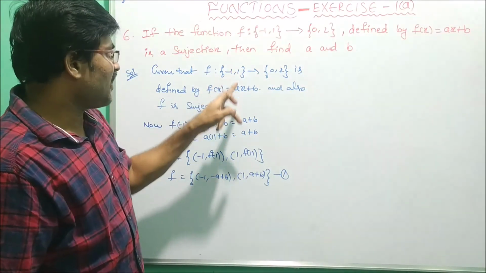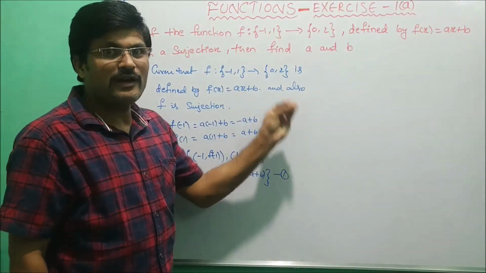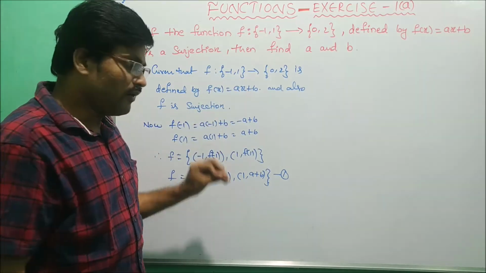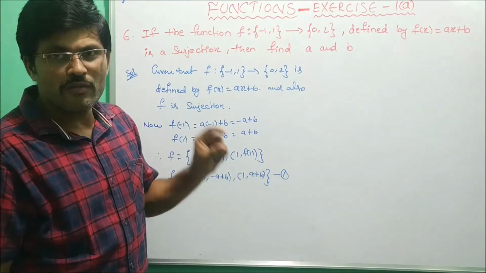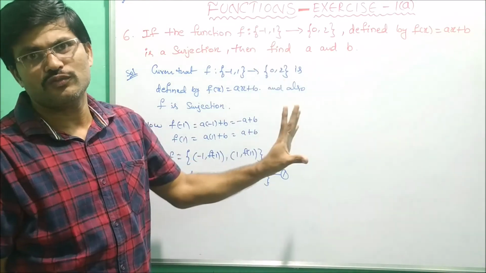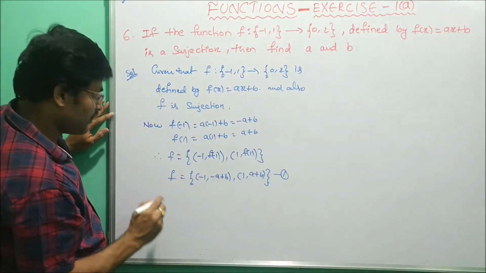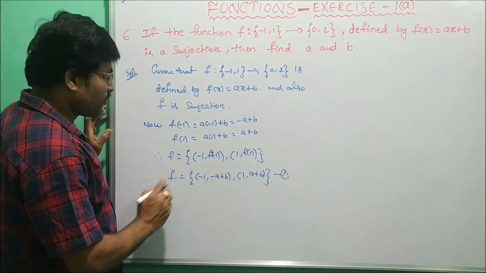And also given f is a surjection. Surjection means every element in the codomain set has at least one pre-image in the domain set, or the range of that function f equals the codomain set. Here the codomain means the set of 0 and 2. Here there are two cases. Now the first case is, now we go to case 1.